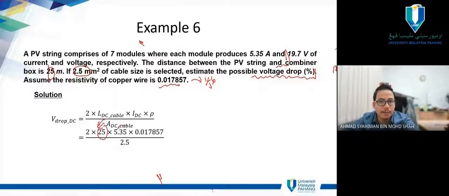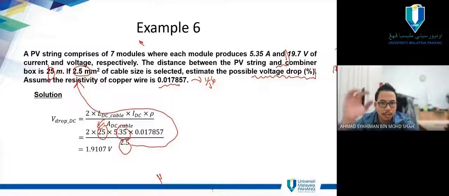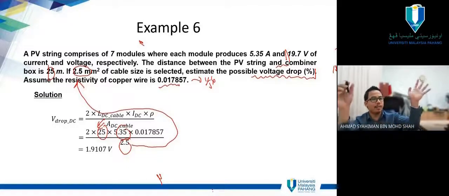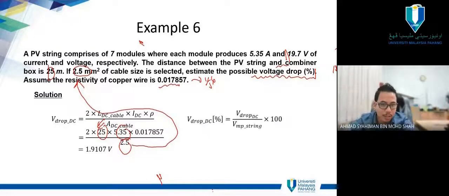35. And then the other 35 stay the same. But the cable size now 2.5 lah. Sebab ambil level sini. Then terus you kira you dapat 1.9107 volt. Okay. Still doesn't come out the percentage. So what should we do? Nak kira percentage tu, you kena bagi yang V drop DC over VMP string.